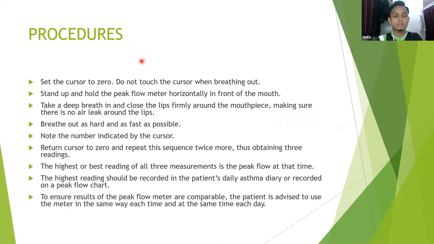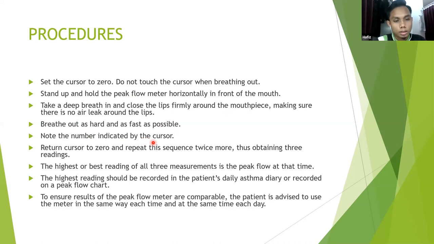Okay, so this is the procedure for how to use the peak flow meter. First, set the cursor to zero. Do not touch the cursor when breathing out. And then, stand up and hold the peak flow meter horizontally in front of the mouth. Take a deep breath in, and close the lips firmly around the mouthpiece, making sure there is no air leak around the lips. Next, breathe out as hard and as fast as possible, and note the number indicated by the cursor.